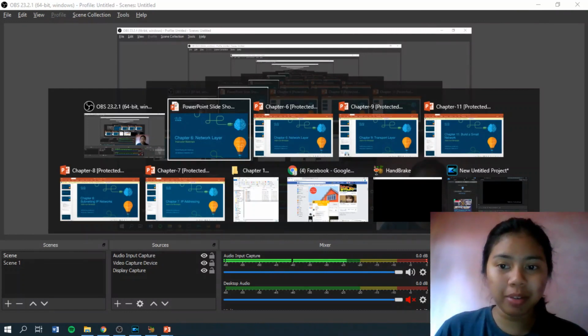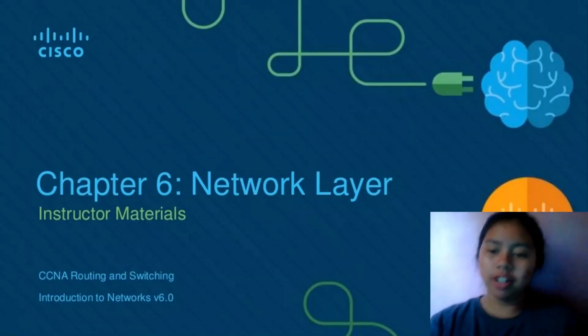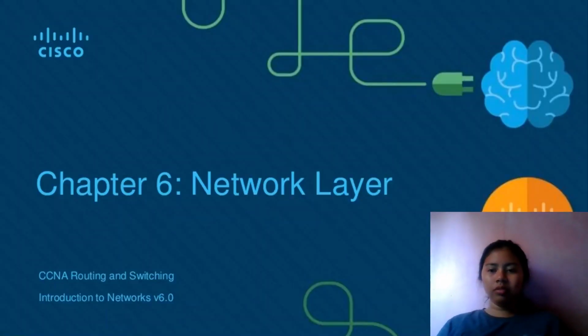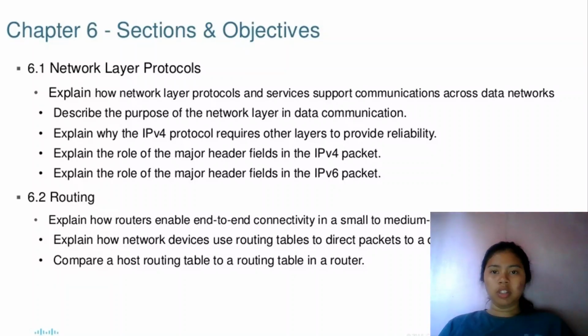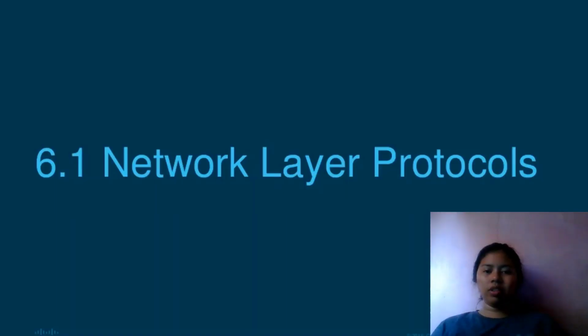Chapter 6 summary. Chapter 6: network layer. The sections in chapter 6 are network layer protocols, routing, routers, and configuring a Cisco router.